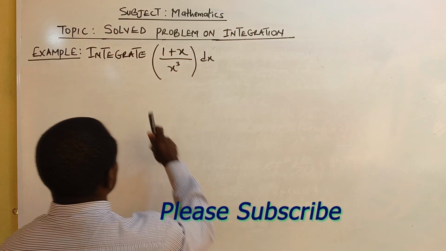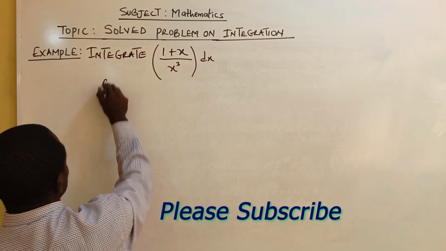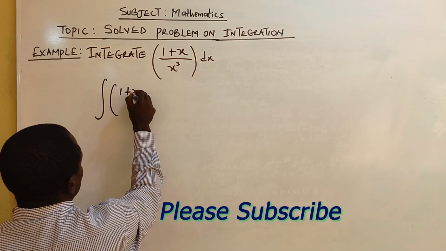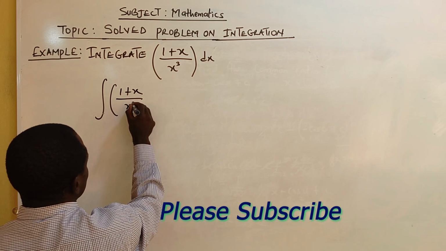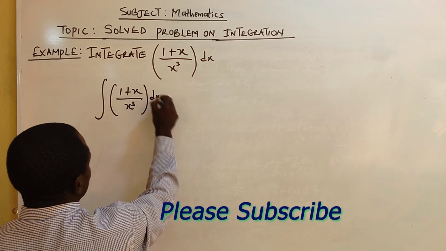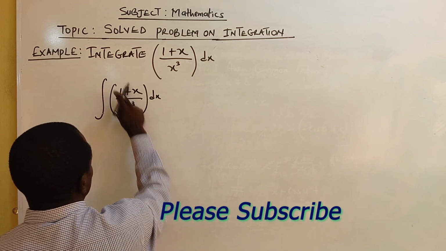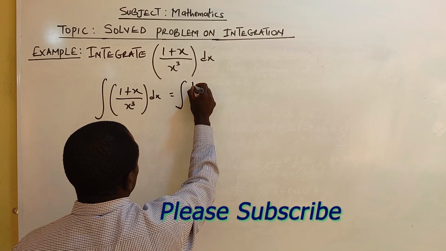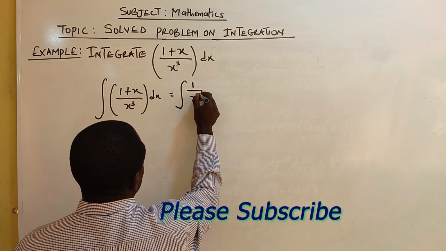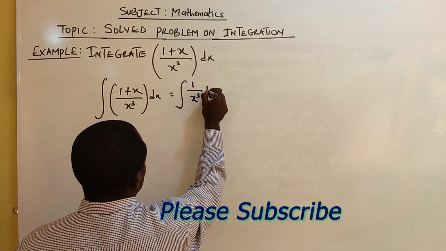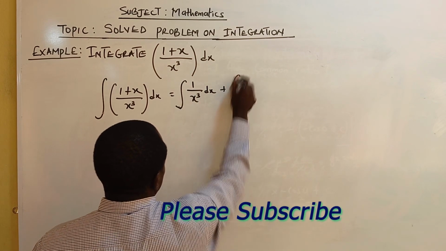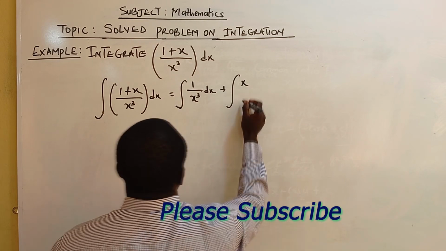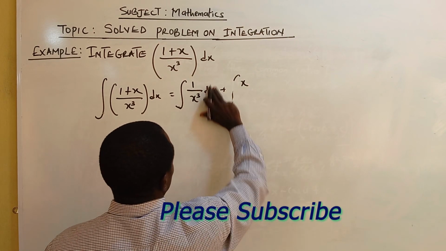Okay, now what you need to do, since you have to integrate, put the integral sign on (1 plus x) over x squared, x cubed, dx. Let's separate, this is common to all: the integral of 1 over x cubed dx plus the integral of x. Okay, let's just put it together.